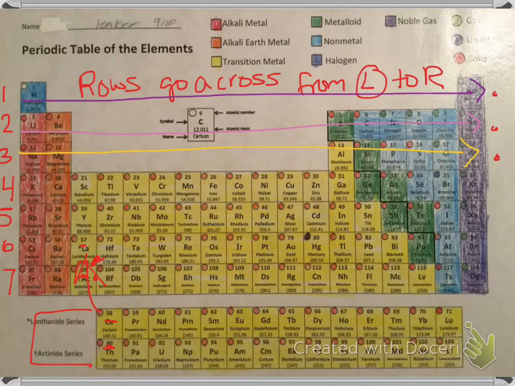So those are your periods, and periods tell us how many energy levels there are in an atom. And so I need to write that right here for you. Period equals energy levels. And if you remember, when you drew your atom, the energy levels are the rings around the nucleus of the atom.